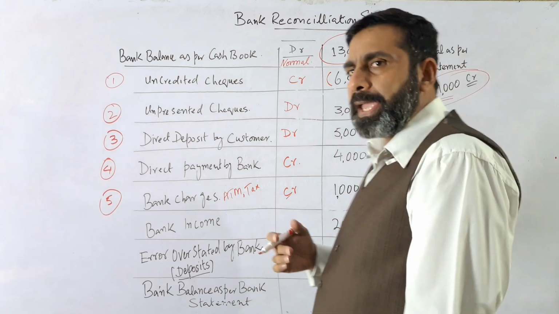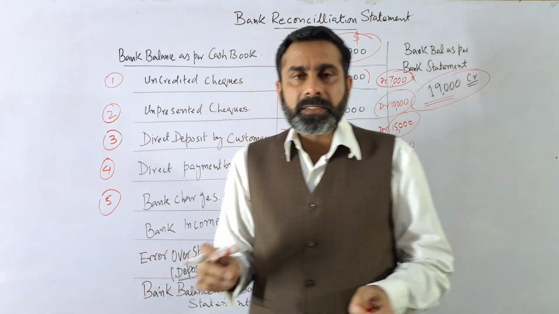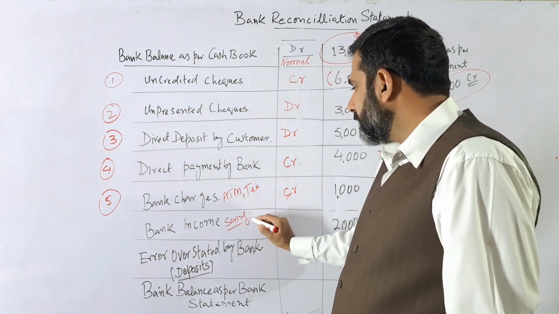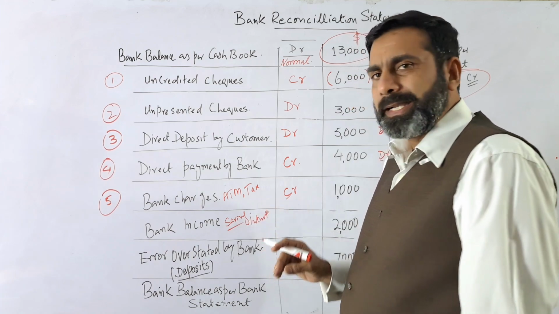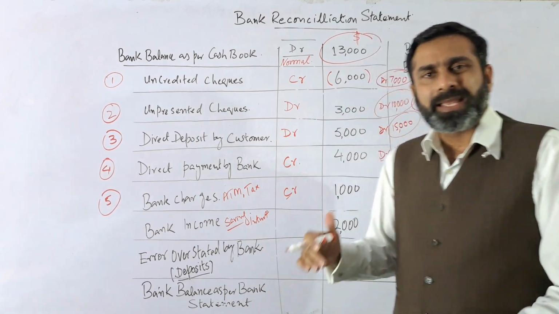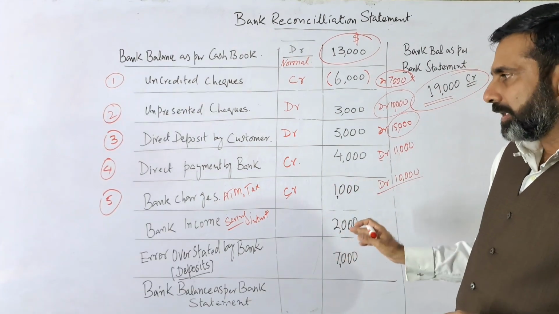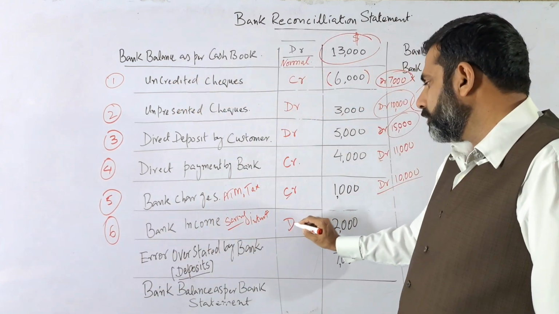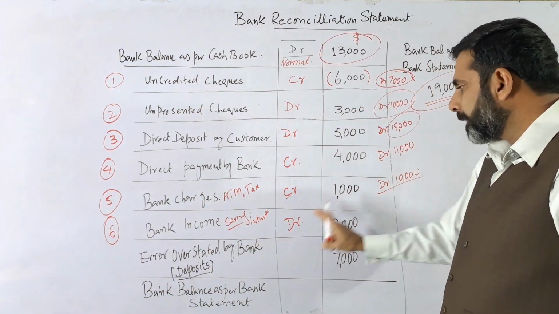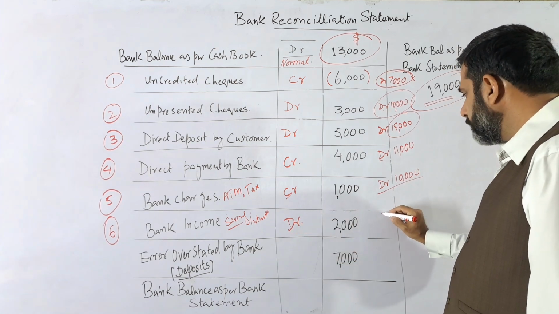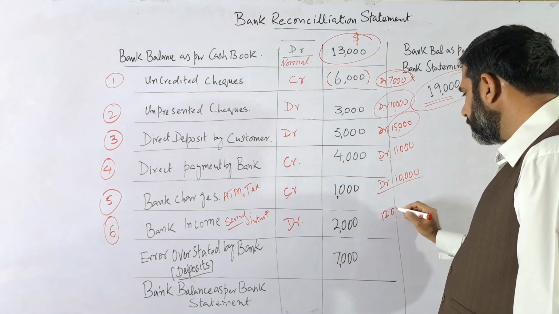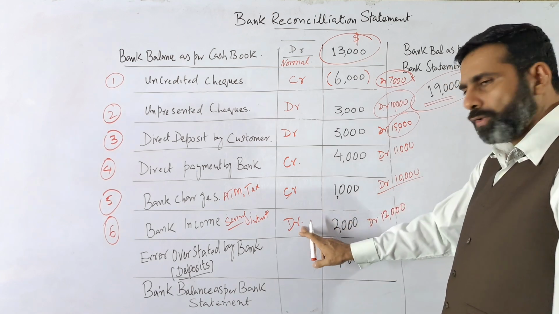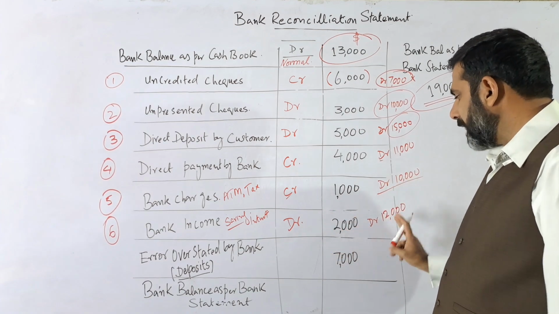Now the next one is the bank income. Because of the savings account or any other, there is interest income. So the bank is crediting that amount into your account, increasing your account. Obviously, if the bank is increasing this amount in your account, number 6, then you have to debit it. So that is debit, that is also debit, so it will be added. So it will be 12,000 as the debit balance. Debit plus debit, so 10 plus 2, 12,000 debit.